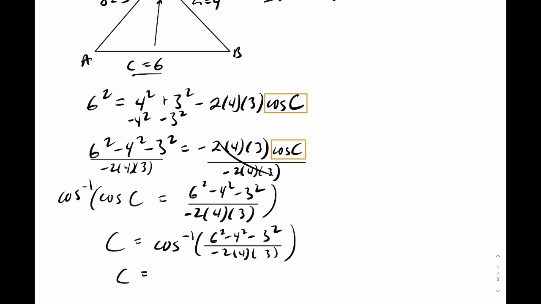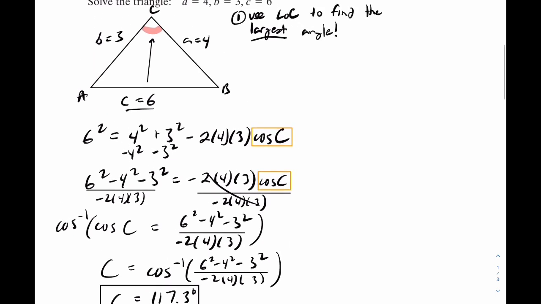Evaluate. You're going to get 117.3 degrees. Okay, so again, that's using your calculator once you type in that expression, and make sure your calculator is in degrees. So let's fill that in our triangle now. 117.3 degrees. So notice how the angle was obtuse.